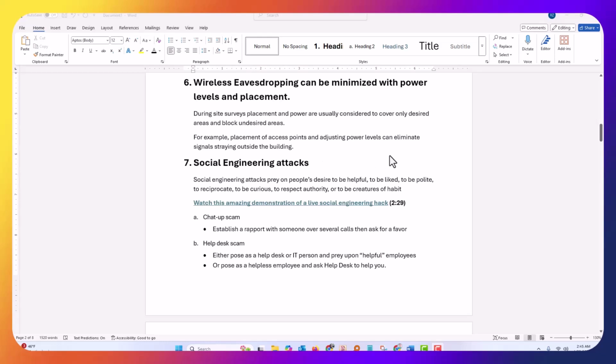Now I'm going to take on a rather lengthy section here, social engineering attacks. Social engineering attacks prey on people's desire to be helpful or to be liked, to be polite, to reciprocate, to be curious, to respect authority, or simply to be creatures of habit. That means there are lots of social engineering attack types.